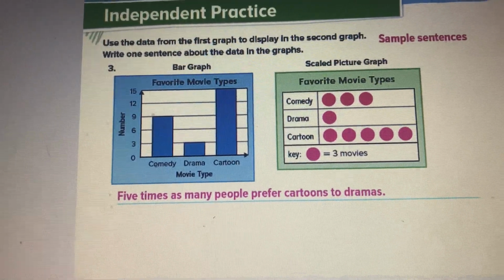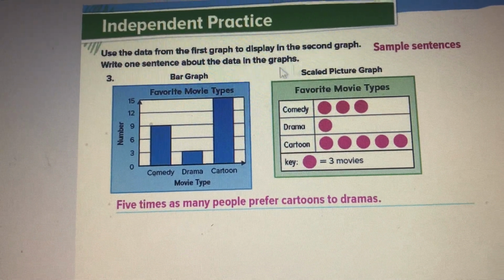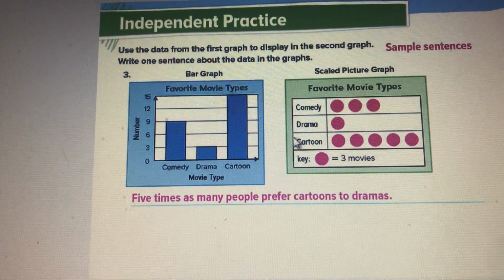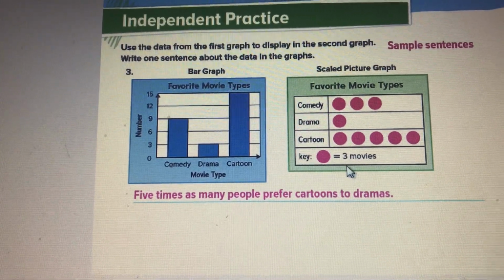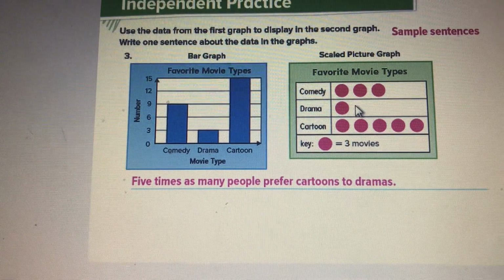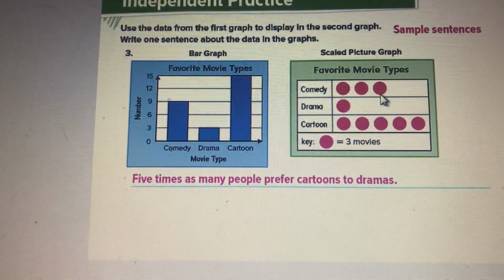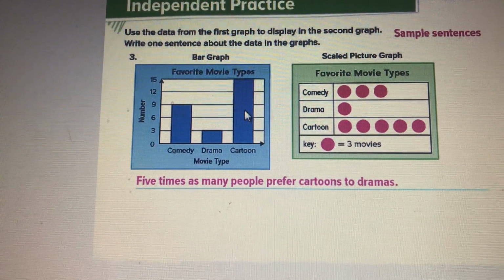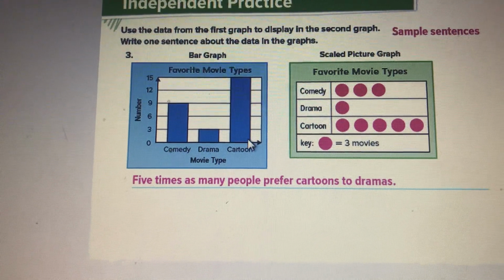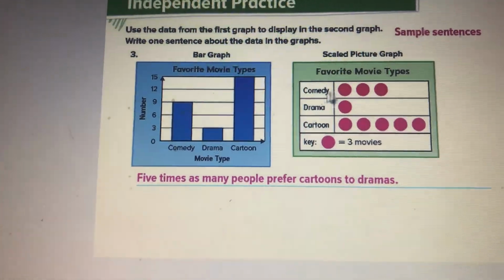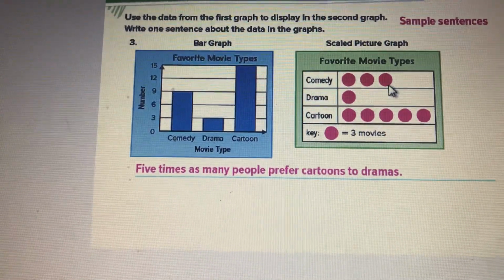Now, on this one, it says write a sentence for the bar graph. So this is a scaled picture graph, and it shows you the key here is each whatever you drew, and they drew circles here, maybe you drew something else, equals 3 movies. And then you have right here 3, 6, 9, and then you take all this information and you come over here and you make sure you've done it correctly.